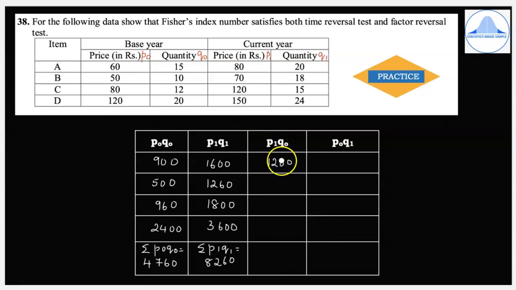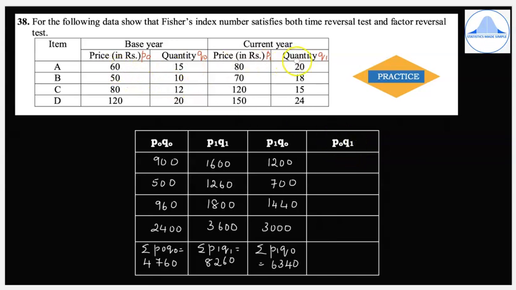1200. Similarly, calculate the next one, you will get 700. Then it is 1440 and the next is 3000. So summation P1 Q0 is equal to 6340. The last column is P0 Q1.